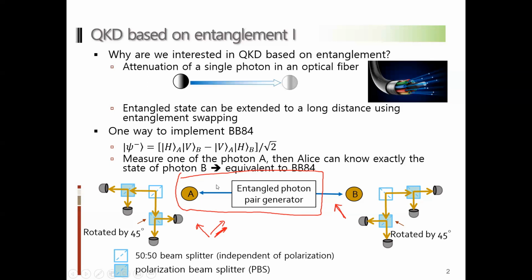So previously, to implement the BB84, we needed some random number generator. But here, if we just use the HV basis to measure the Alice A photon, because we cannot control whether this photon will be detected as H or V, it is kind of random. It is randomly decided, and then that decision will directly affect the polarization of this B photon.